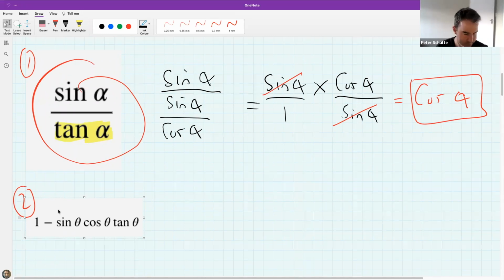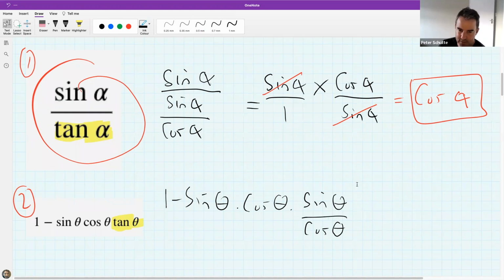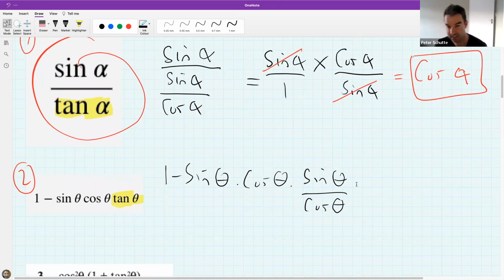Who's got a tip for us? Where would you start when you want to simplify this? I think I'd probably start with the tan. So if I replace the tan of theta with the sine of theta over cos of theta, that's great. But now how do I make this simpler? What's going to be my next step?